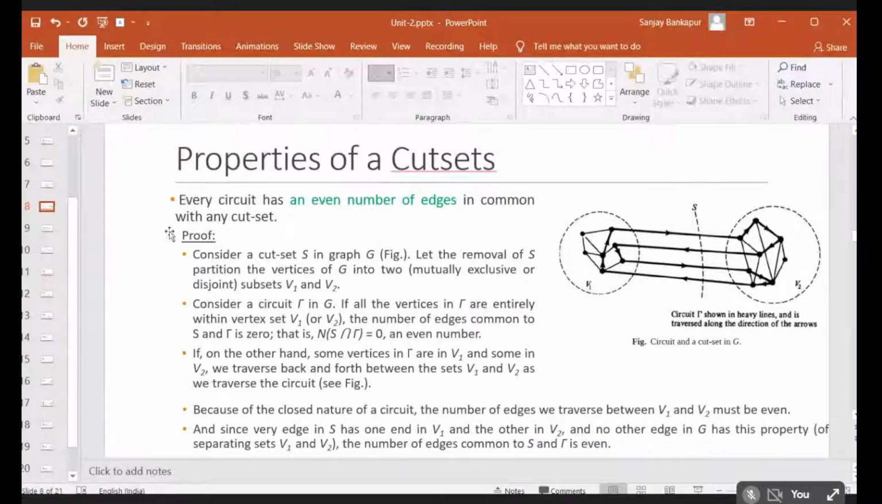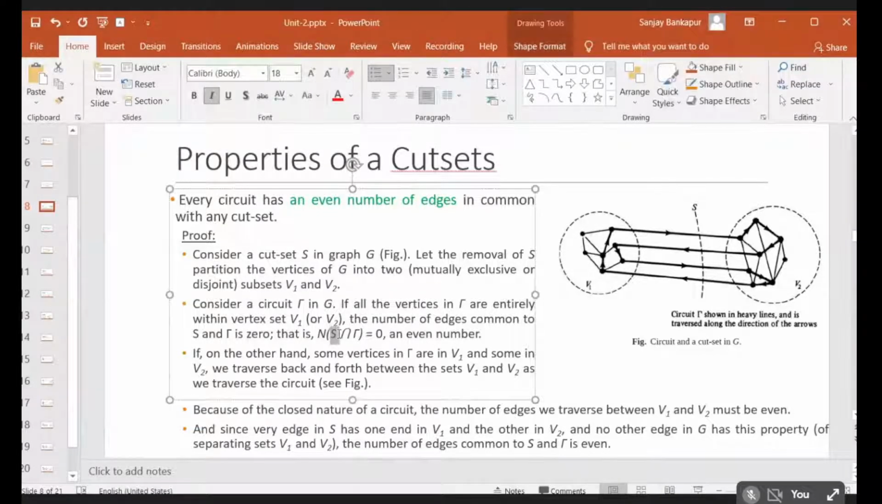For example, if there is a circuit completely in V1, this is the circuit, and the cut set is this. So the common edges between the cut set and this circuit is null. The intersection of S is a set, right? S is a set of edges. The circuit again has edges. So the intersection of these two is zero, and it's an even number.